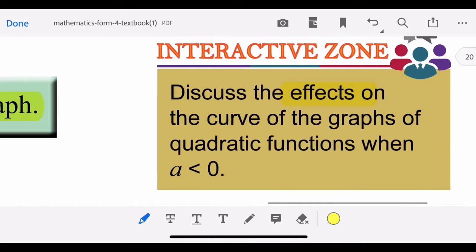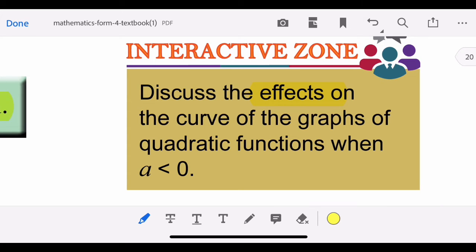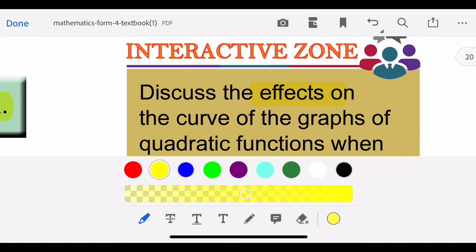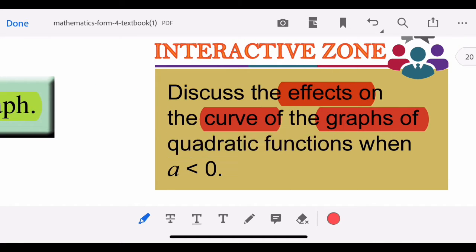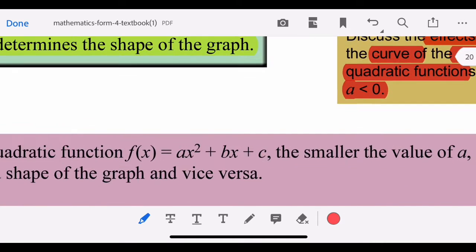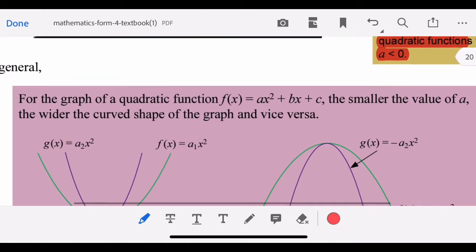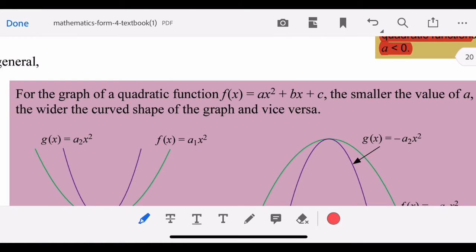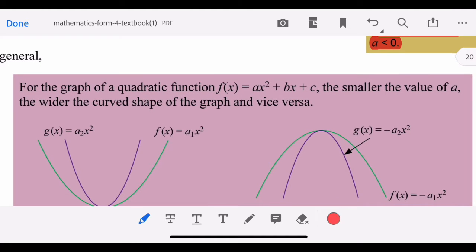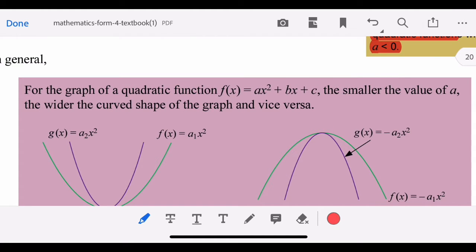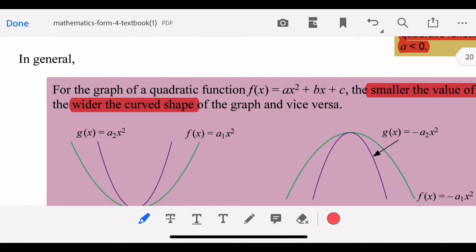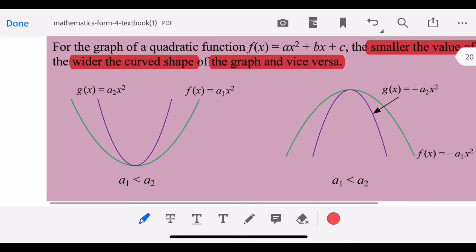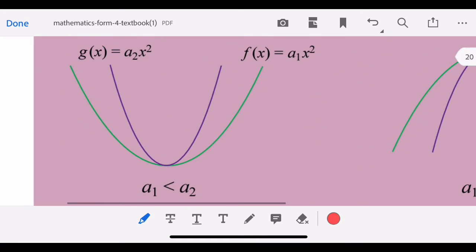Discuss the effect on the curve of the graph of quadratic function when a is less than 0. In general, for the graph of a quadratic function, f(x) equal to ax squared plus bx plus c, the smaller the value of a, the wider the curve shape of the graph, and vice versa. So this is a conclusion.